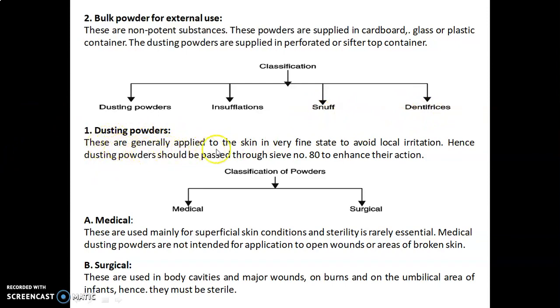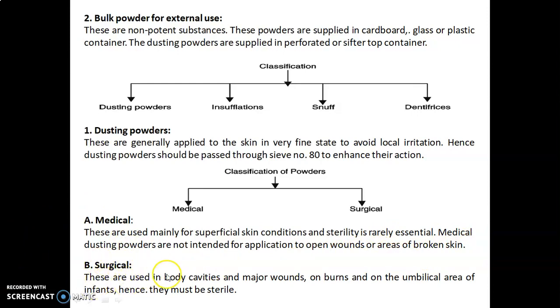These are generally applied to the skin in very fine state to avoid local irritation. Hence, the dusting powders should be passed through sieve number 80 to enhance their action. Classification of dusting powder is medical and surgical. There are two classes. We will discuss medical. These are used mainly for superficial skin conditions and sterility is rarely essential. Medical dusting powders are not intended for application to open wounds or areas of broken skin.